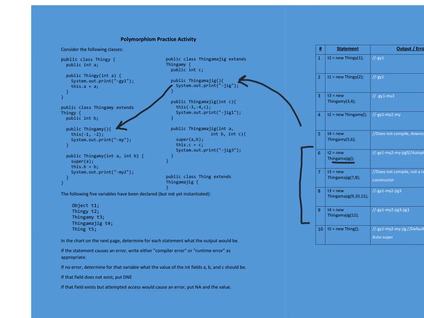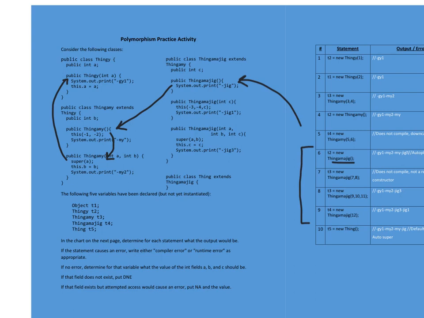And now this continues very similarly to what we saw for a previous one. This then calls this constructor, so it's going to jump down here, which will in turn call its superclass constructor with one argument. So in the end, we're going to set the values of -1 for A and -2 for B, and we'll print out a variety of values, gy1, followed by my2, followed by my, followed by jig.